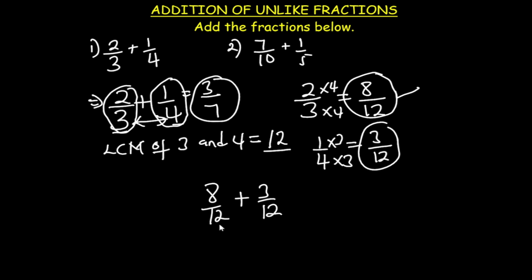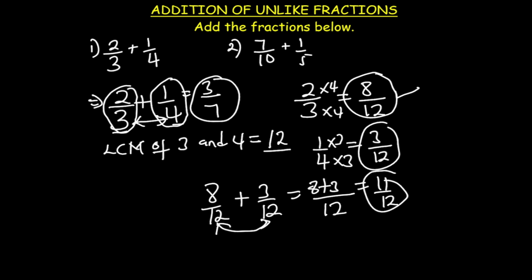Now, as you can see, we now have the same denominator, so we can go ahead and add. But over here, the denominators were not the same, so we had to make their denominators the same. Now, if we have the same denominator, we just choose one of the denominators. So don't add 12 plus 12, no, just choose one and add the numerators. So 8 plus 3 gives you 11. Now we have 11 over 12. Now 11 over 12 is your answer.